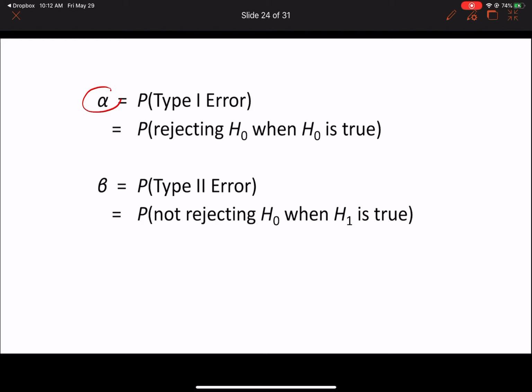So alpha is the probability of a type 1 error. So alpha is your probability of rejecting the null hypothesis when the null hypothesis is true. Beta is the probability of a type 2 error. So it's the probability of not rejecting the null hypothesis when in fact the null hypothesis is false.